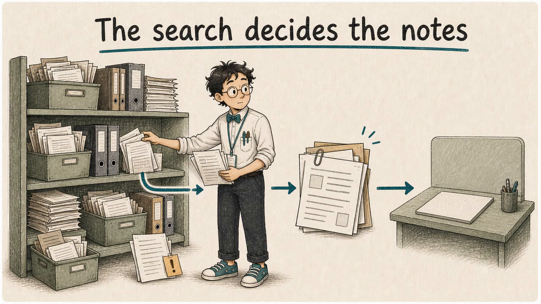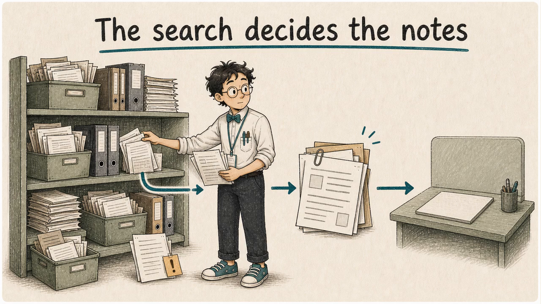If the librarian grabs the wrong page, the answer can still sound confident. If the librarian grabs an old policy, the answer can still sound official. If the librarian grabs a paragraph that uses the same words but answers a different question, the answer can still sound relevant. Supply quality becomes answer quality.